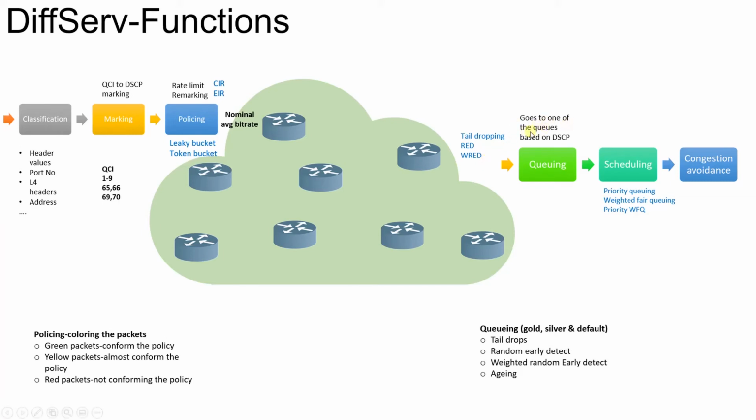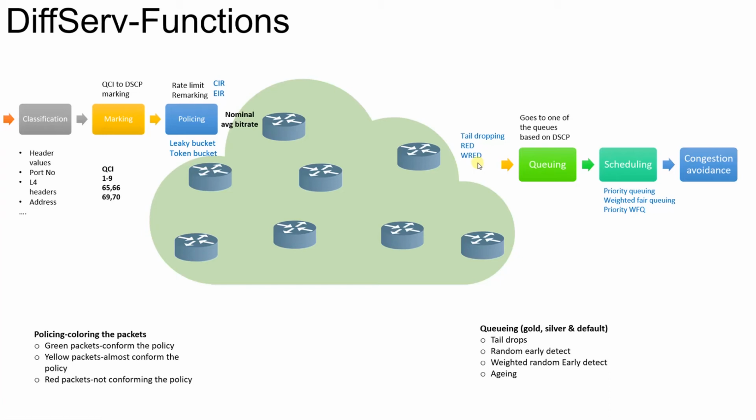Traffic goes to one of the queues based on the DSCP values. So if the DSCP value changes, then the queue can also change. If the queue is full, then tail drops will happen, and it starts randomly dropping almost all the packets in the ingress direction. In order to avoid that, we follow the RED and WRED algorithms.